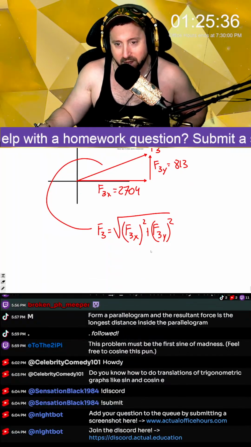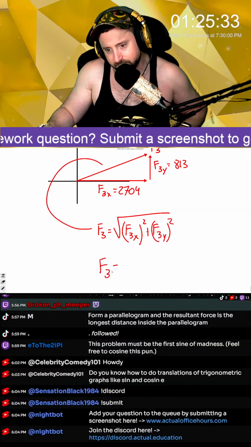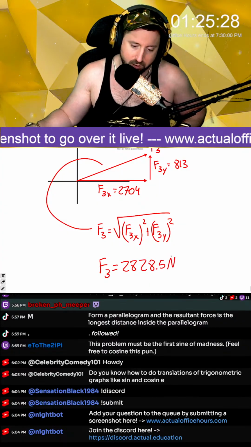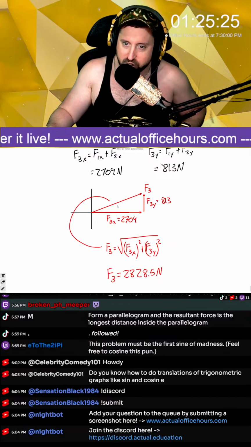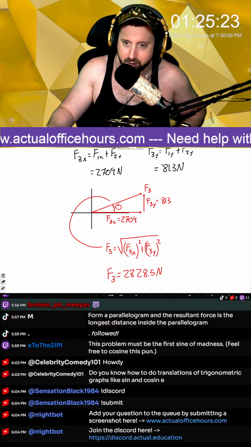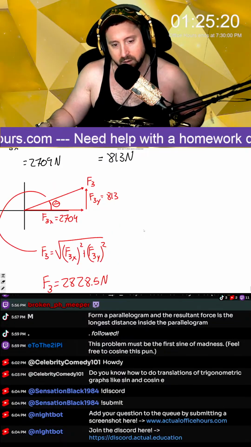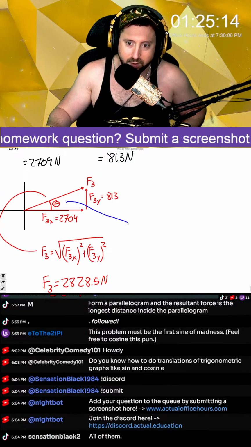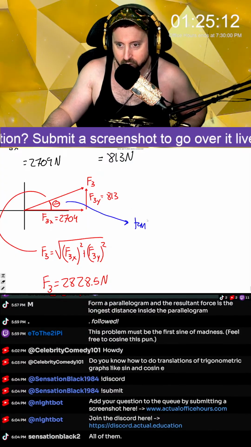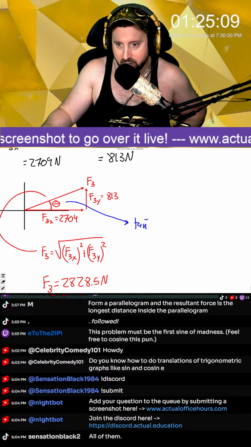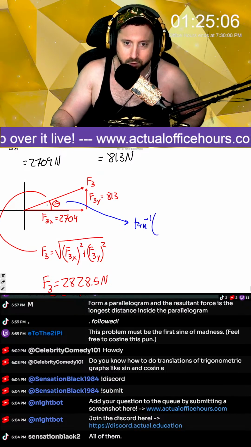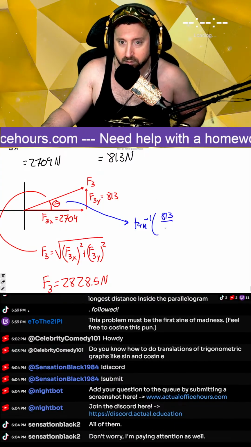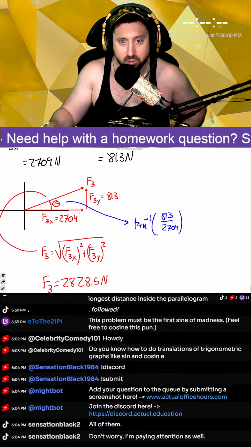So 28.5. Okay, so F3 is equal to 28.5 newtons. And then if we want to get the direction for that, then I want to figure out what this angle is, theta. Someone asked me the other day what my favorite trig function was. I told them I think it's arctangent, because this is how you can always quickly find the angle. If you do the arctangent, and remember tangent is opposite over adjacent, that's going to be the arctangent of 813 over 2709. That'll get you what this angle is right here.